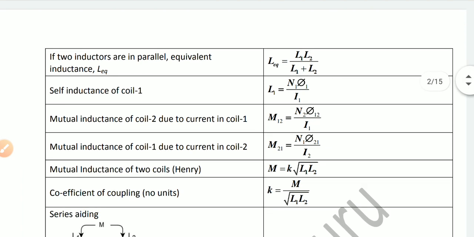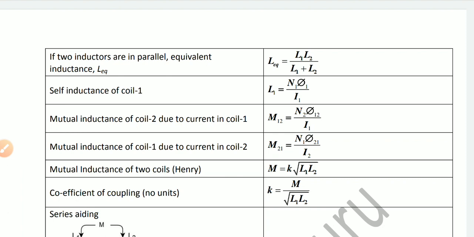Next, the self-inductance of coil 1 is given as L1 is equal to N1 Phi1 by I1, where N1 is the number of turns of the coil 1, Phi1 is the flux produced in the coil 1, I1 is the current flowing in the coil 1. Similarly, you can also write self-inductance of coil 2 as L2 is equal to N2 Phi2 by I2.